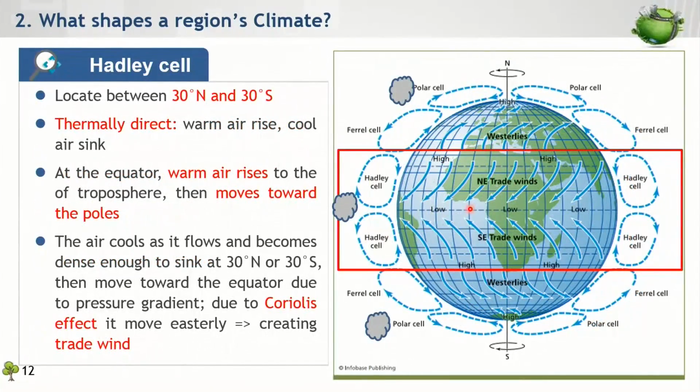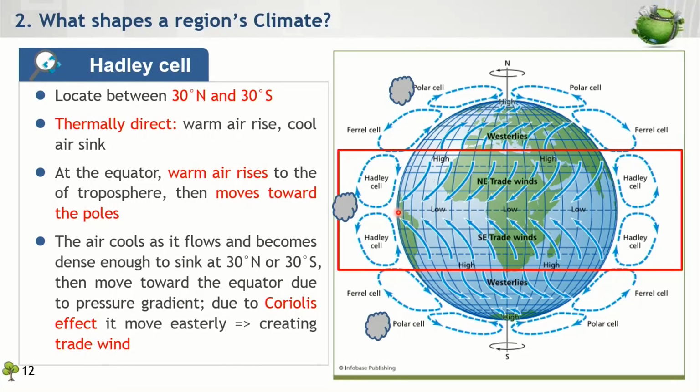So the Hadley cell is located between 30 degrees north and 30 degrees south. This cell is said to be thermally direct because warm air is rising and cool air is going down to the Earth's surface.